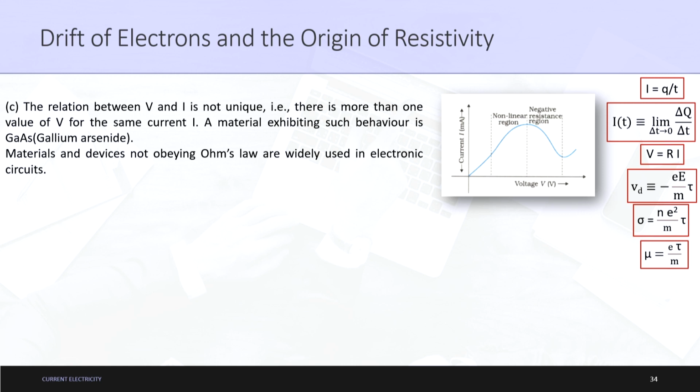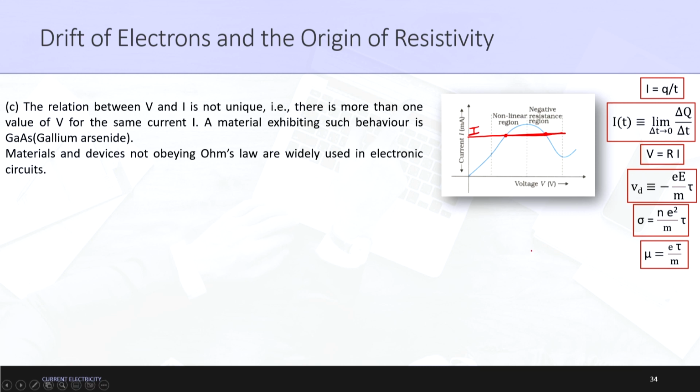So, the C portion says that the relation between V and I is not unique. That is, there is more than one value of V for the same current I. As you can see in this diagram, there are some materials in which for a constant value of V there are different values of I. As you can see for this portion, there are two voltages which have the same value of current I.